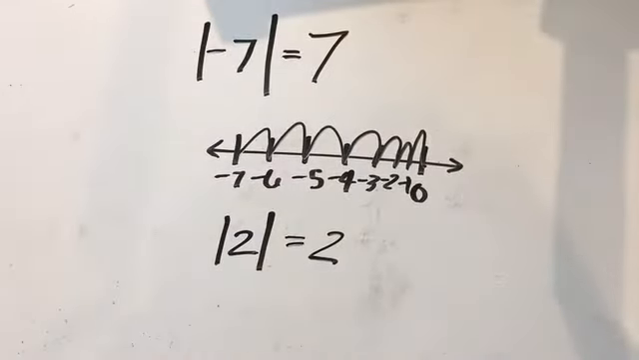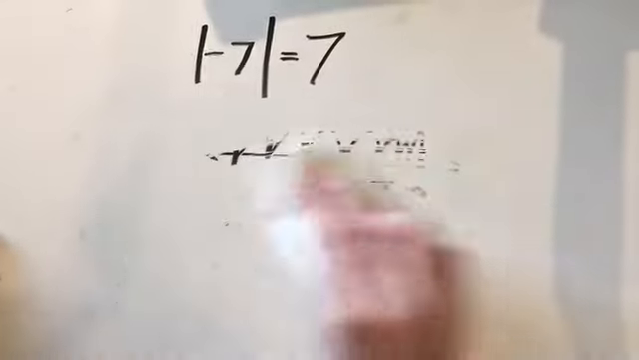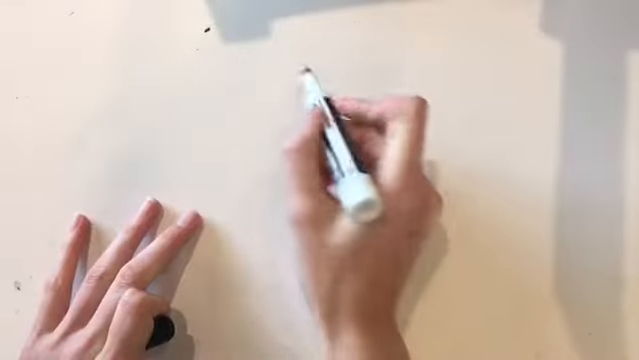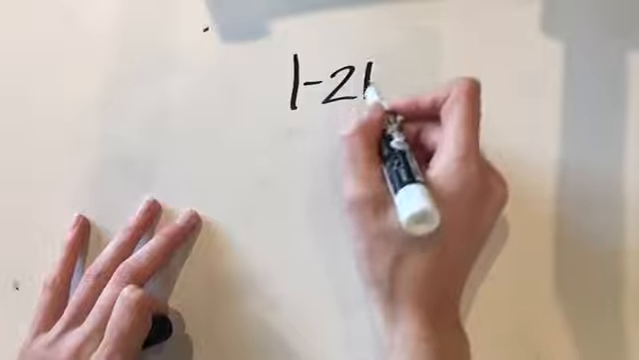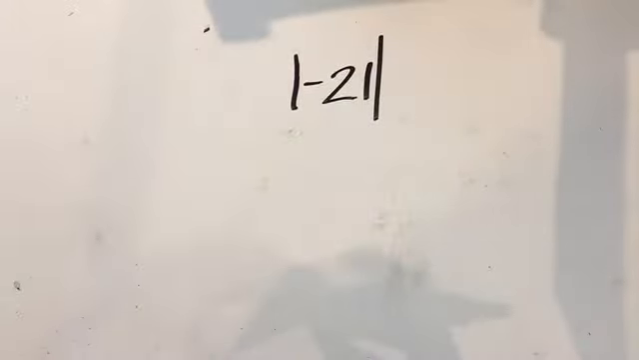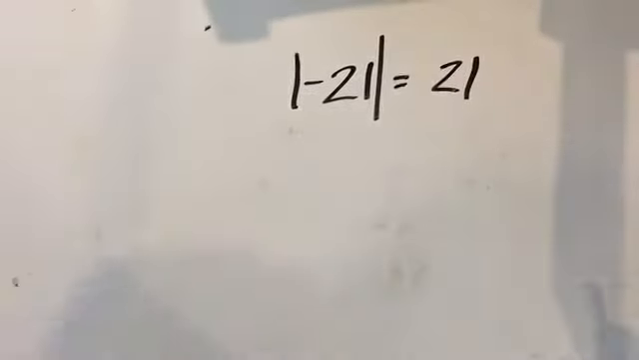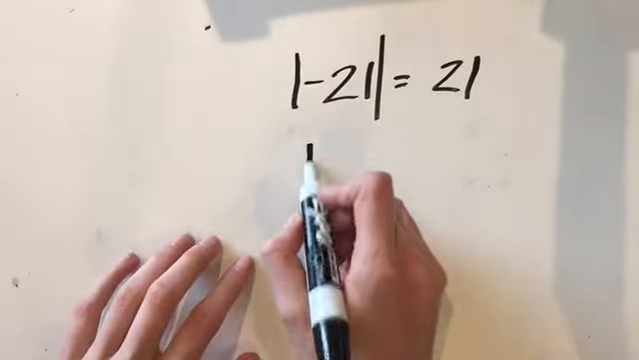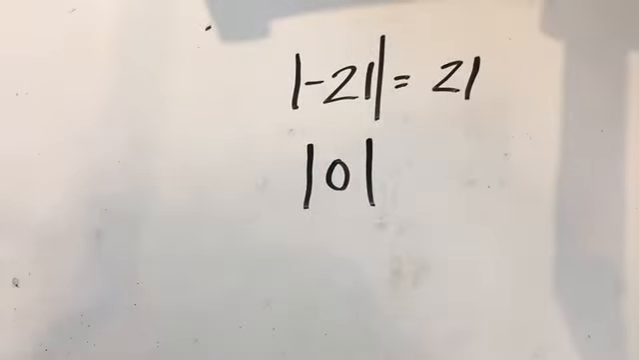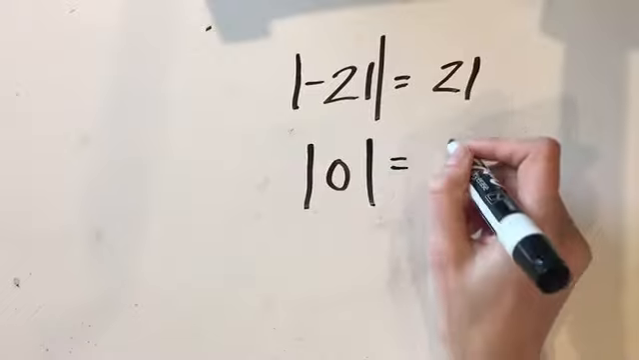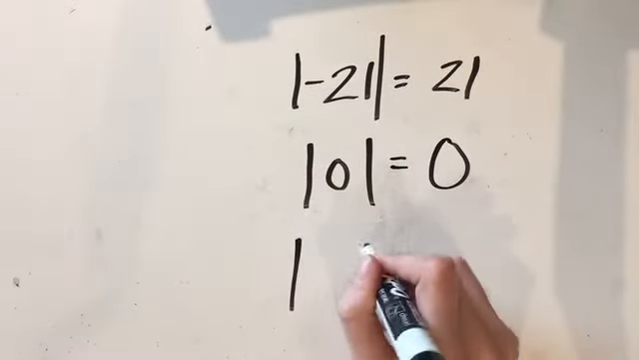So let's do just a couple more practice problems and then we'll move on to combining these into other problems. What if I give you the problem, absolute value of -21? How far away is -21 from 0? Well, it is 21 units away, right? Or we know that the absolute value bars makes that number positive. What about the absolute value of 0? We know the definition for absolute value is distance from 0. How far away is 0 from 0? It is 0.